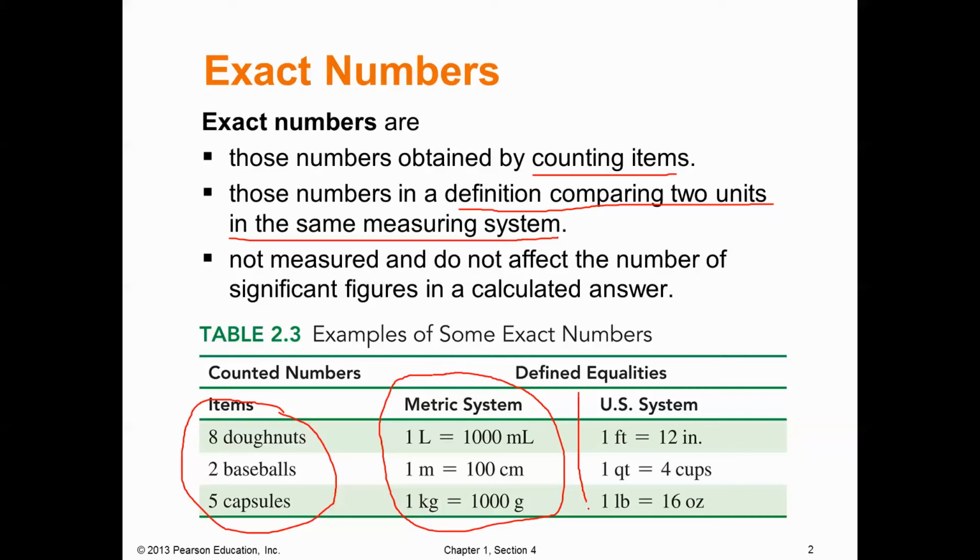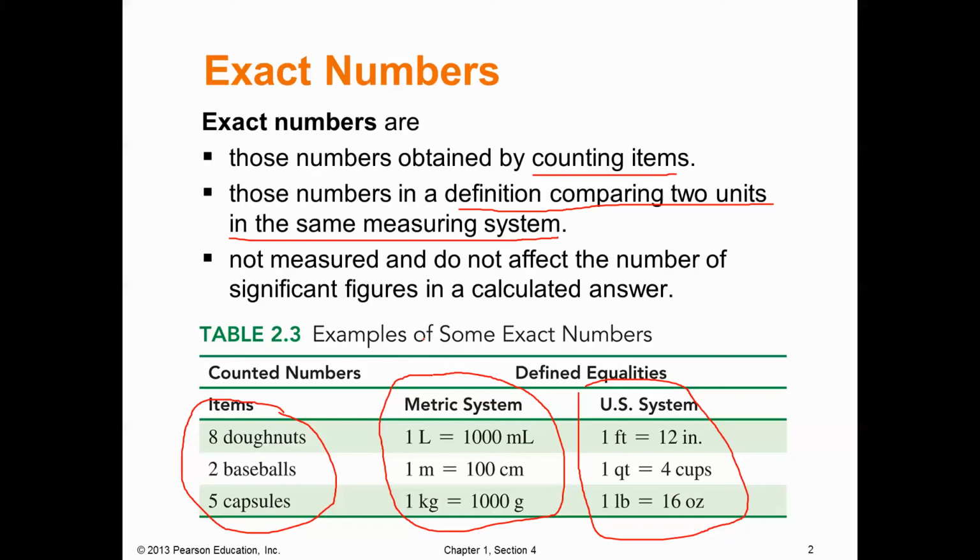And here in the US system, we again see exact relationships. So for instance, 1 mile is defined as exactly 5,280 feet. And so although we have some kind of weird numbers in the US system, those comparisons within the system are also exact numbers, because they are defined quantities. I will mention, however, if we go system to system, these are going to be measured. There's going to be some error involved in these comparisons.